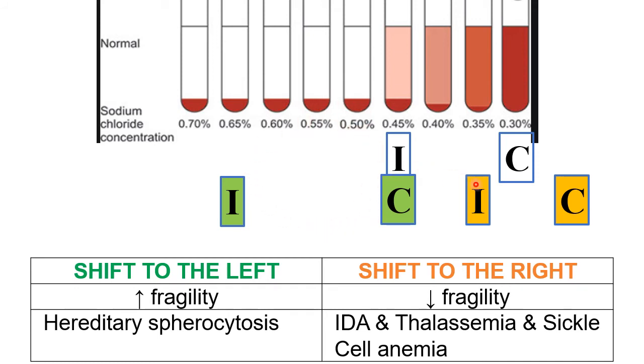Kaya tinawag natin shift to the left, nasa left side siya ng normal or expected results. Okay? Dito naman siya shift to the right. Okay, na-move dun sa right. Ibig sabihin, decrease yung RBC fragility, which happens in IDA, thalassemia, and sickle cell anemia. So, magsa-start pa lang hemolysis at 0.35 and even at higher hypotonicity, baka hindi nyo ma-appreciate pa yung complete hemolysis.